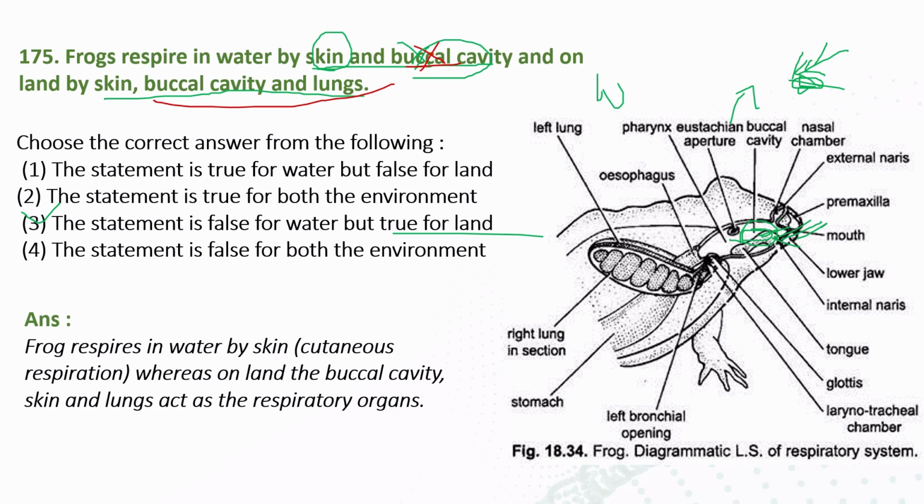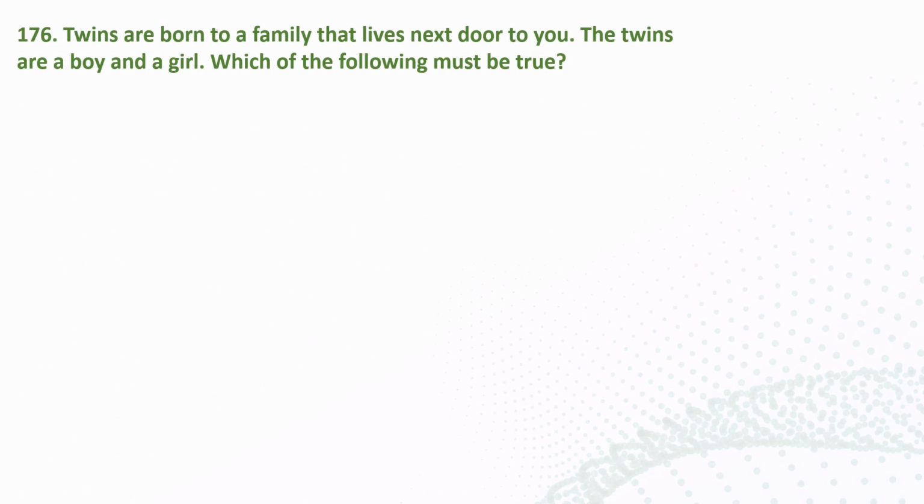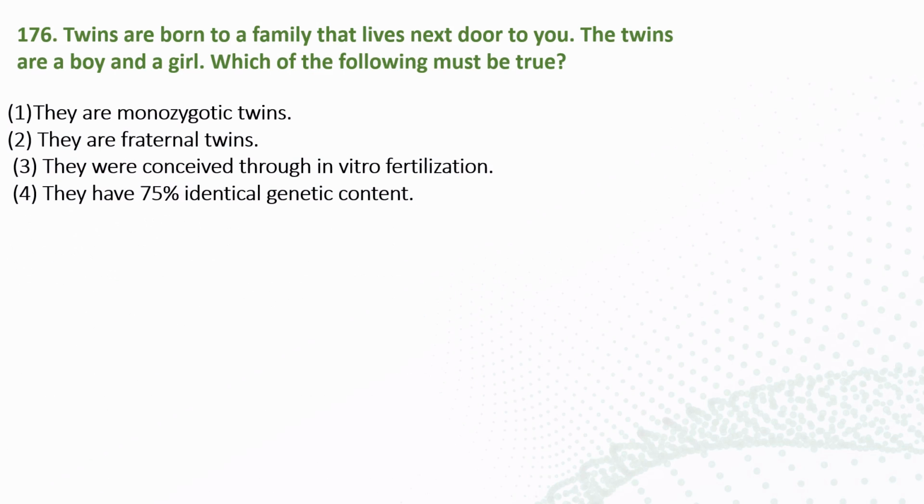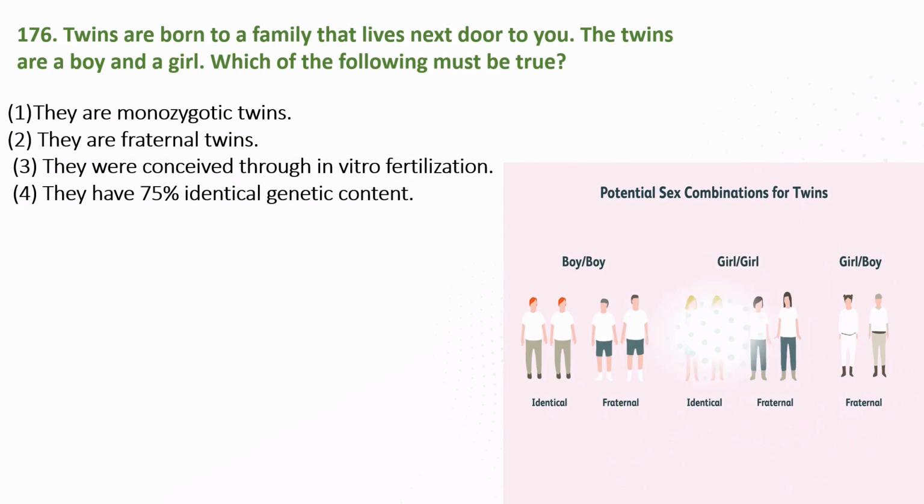Okay, we'll move on to the next question. The next question is about twins, monozygotic and dizygotic twins, which we know. They are saying that twins are born to a family that lives next door to you. The twins are normally a boy and a girl. So the twins born to your neighbors are a boy and a girl, and you have to say which one of the following must be true according to the question.